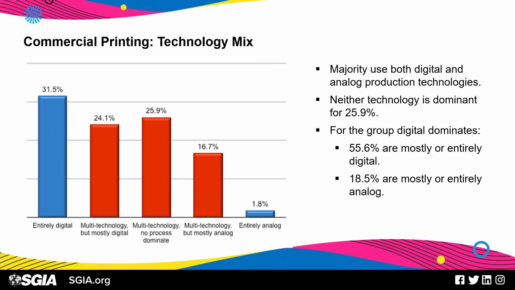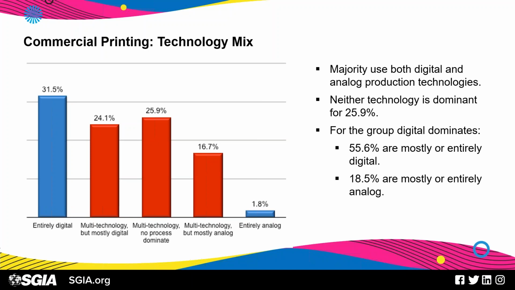Next slide, please, Olga. Thank you. Also representative of the commercial printing segment at large, the majority use both digital and analog production technology, but overall, digital is clearly dominant. 55.6% are either entirely or mostly digital, 3 times the 18.5% who are entirely or mostly analog.